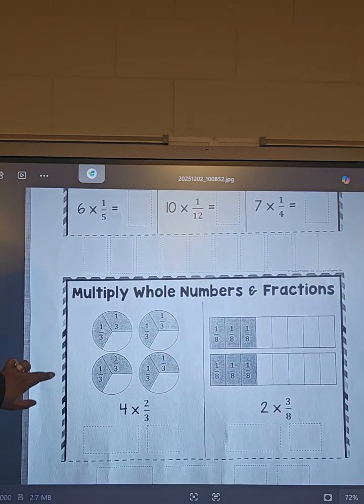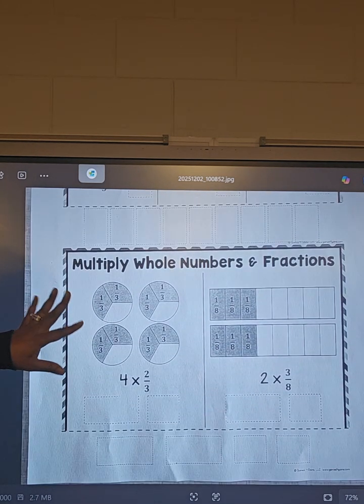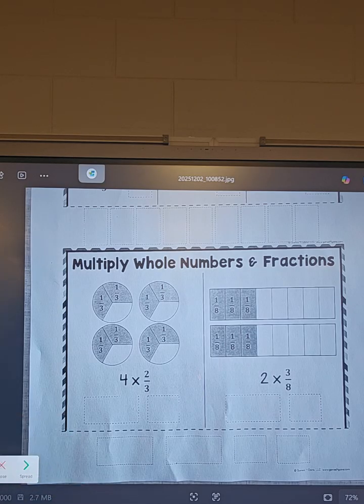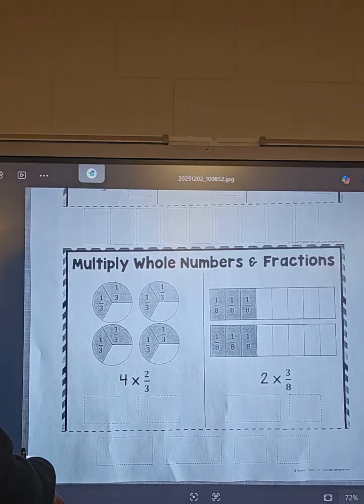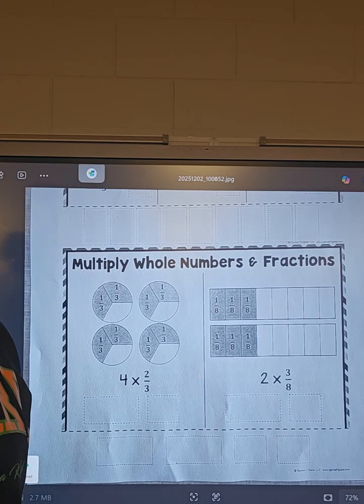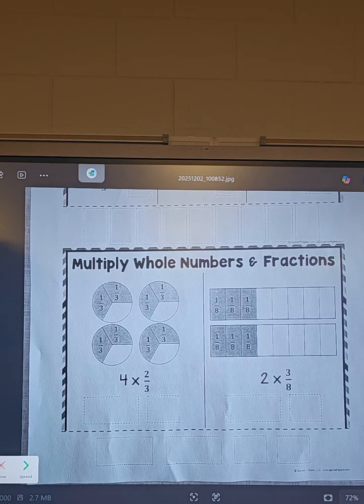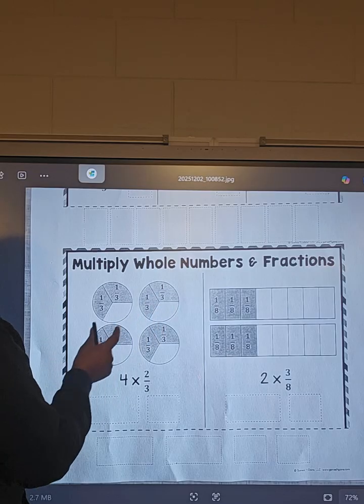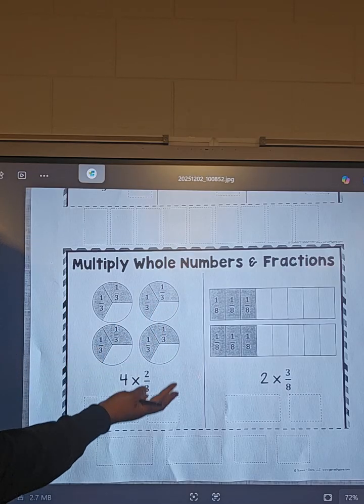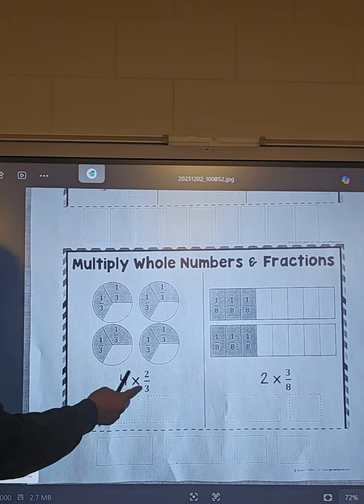Another example that I wanted to go over was when we're using visuals, as well as sometimes there may not be a visual presented. But specifically for the homework, they will have to do repeated addition as well as solve the multiplication equation. So what repeated addition looks like is they would just add the fractions for each shape or visual. So in this case, we have 4 times 2/3.